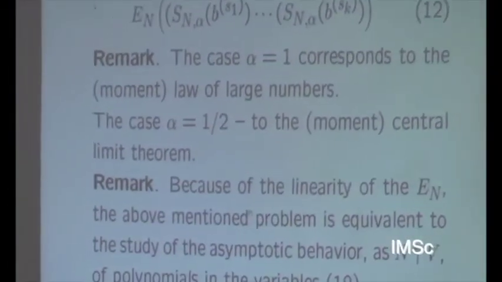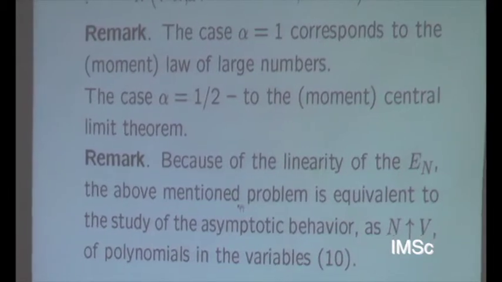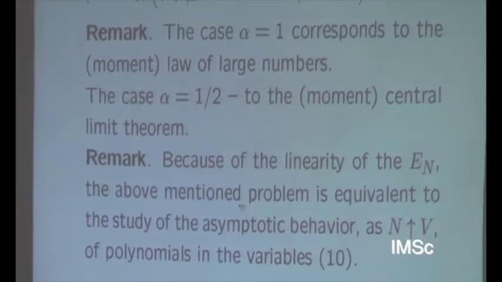So, using linearity, you study the asymptotic behavior of polynomials. And using linearity, you reduce to monomials. So, essentially, we will reduce to monomials, but non-commutative monomials. This is very important. See?